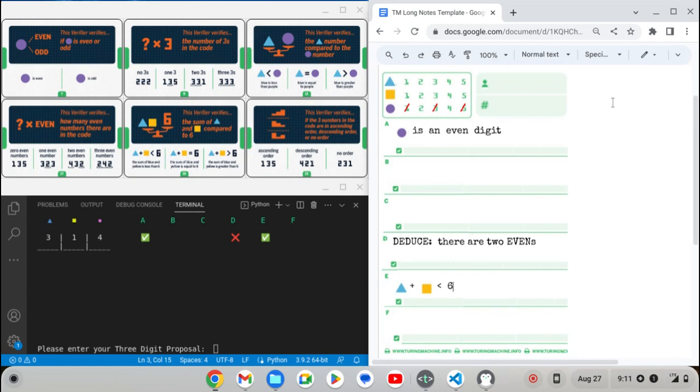And since the sum has to be less than 6, that means neither triangle nor square can actually be a 5, because 5 plus even the smallest 1 is already 6 or larger. So we can actually cross out the 5s. And I believe that does it for this round. Yep, we've completed our 3 Turing tests. And now we're going into the phase where we'll be discussing how to construct a good second round proposal.